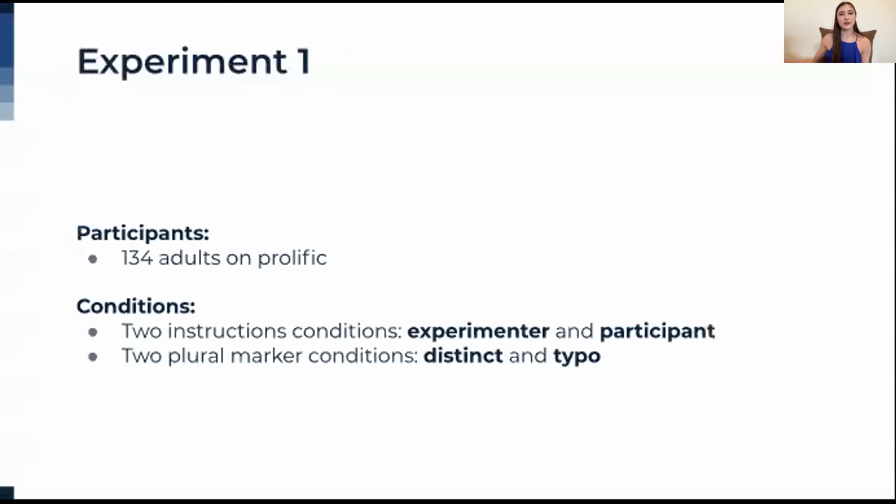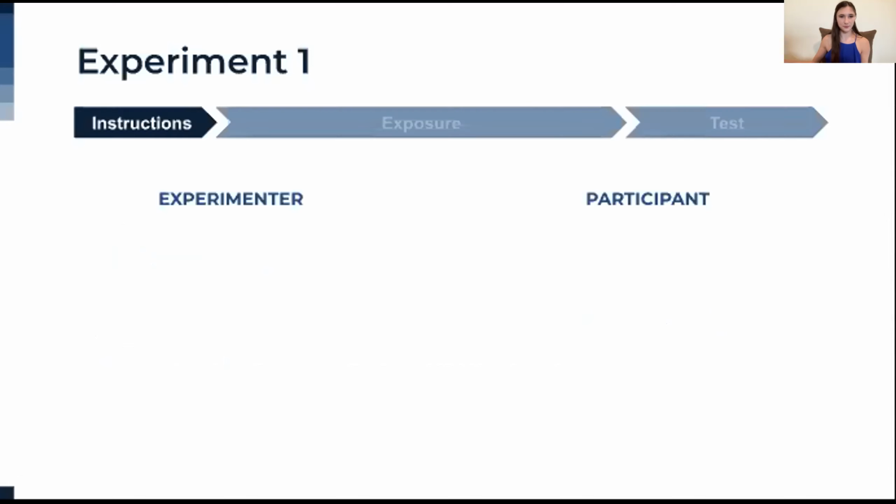We ran 134 participants online via Prolific, which is kind of like Mechanical Turk. And participants were randomly assigned to one of two instructions conditions and one of two marker conditions, just as in the Perfors study. And I'll describe the details of those in a moment. The experiment proceeded in 3 phases: the instructions, exposure to the language, and a production test.